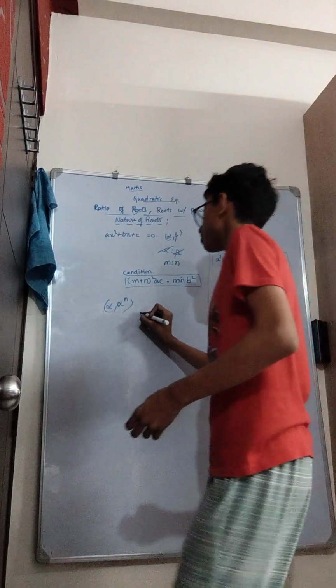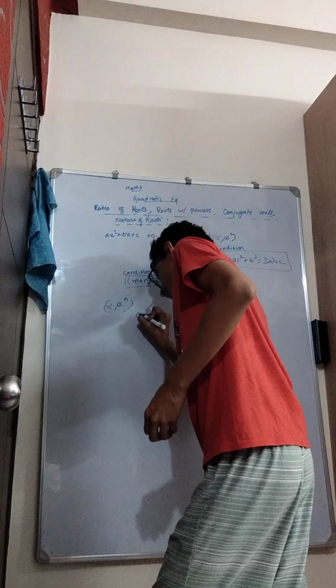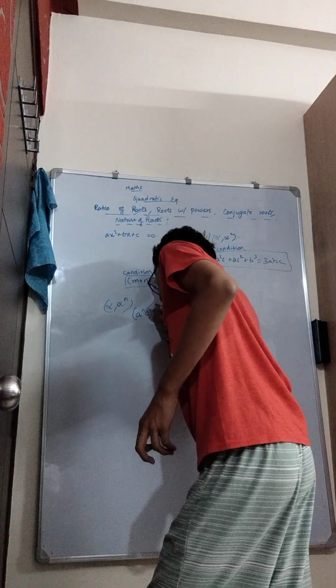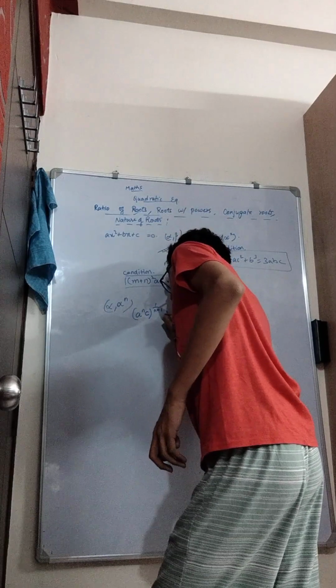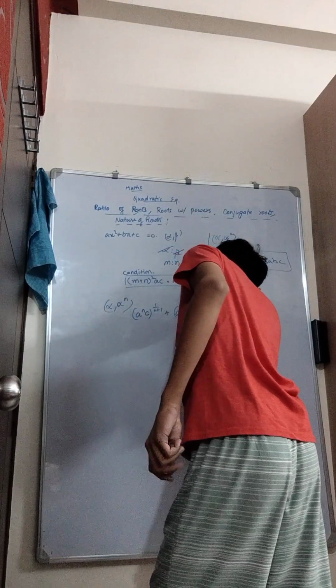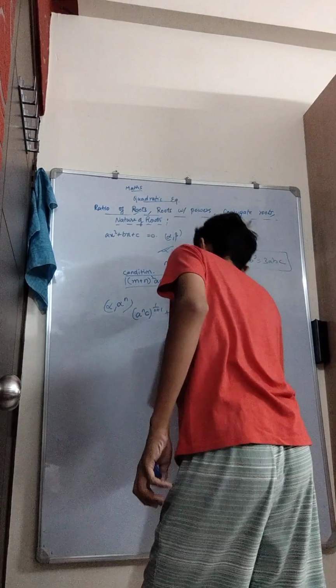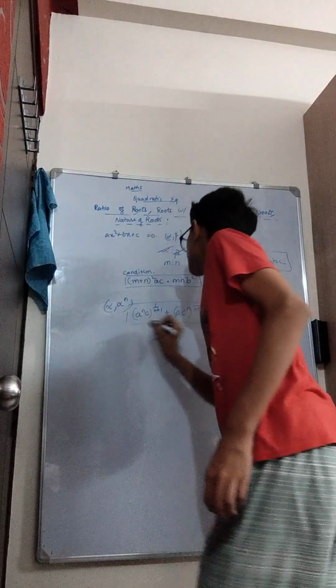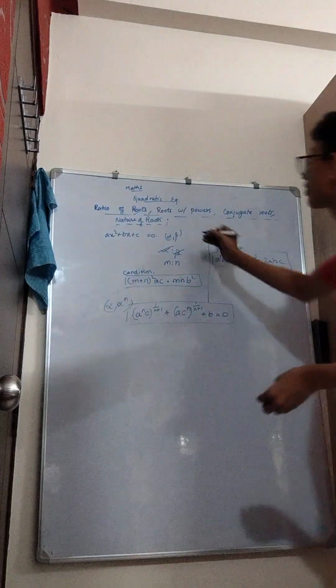So now the condition would be a power n into c whole power 1 by n plus 1, plus a into c power n into whole power 1 by n plus 1, plus b is equal to 0. So this is one condition you have to memorize. Next condition. Now the roots with powers is also done.